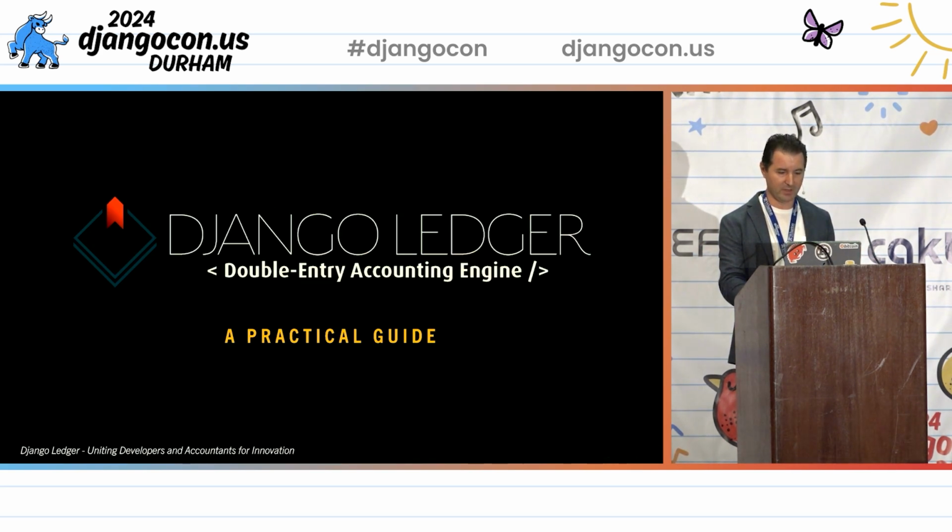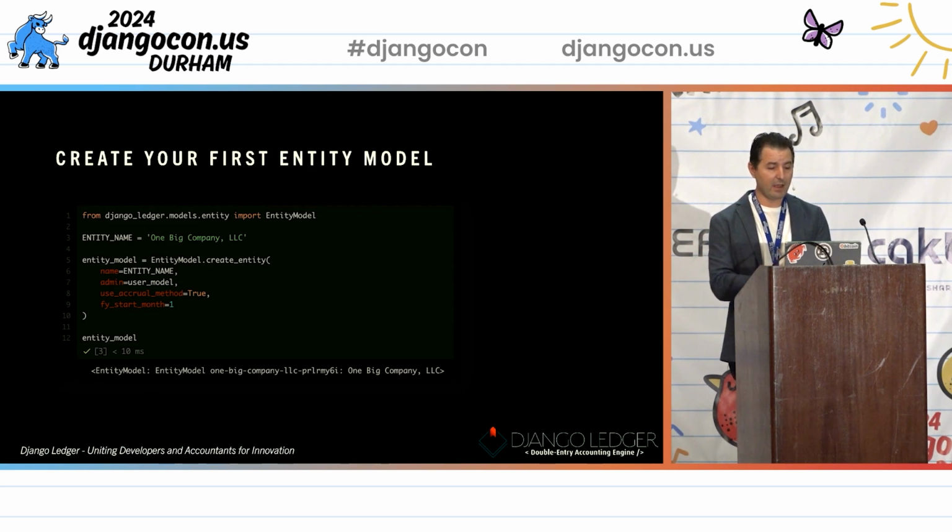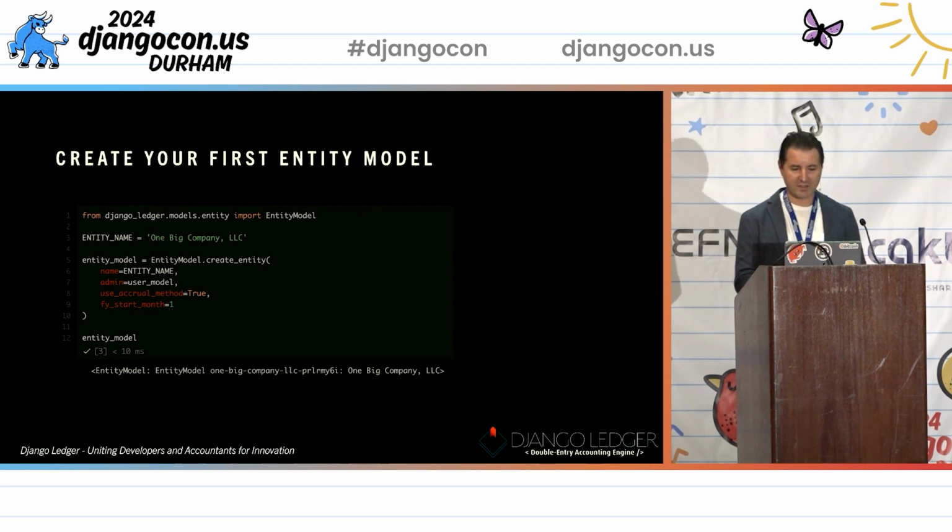Middleware examples are things like groupings, like journal entries, like financial ratio calculations. Those are middleware examples. So let's start with a practical guide.